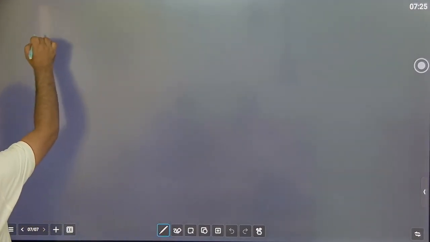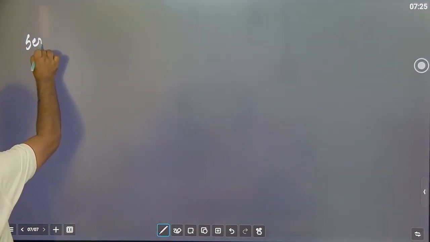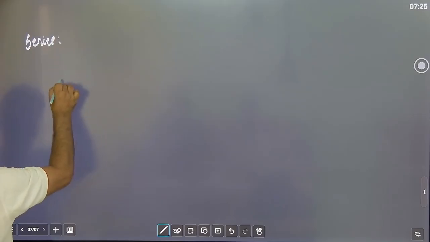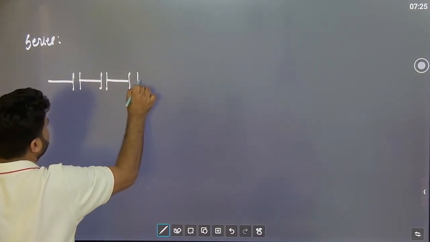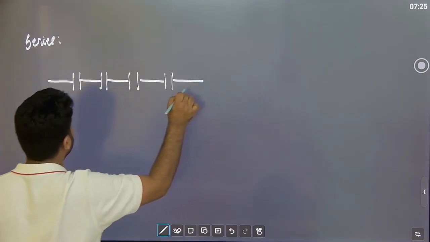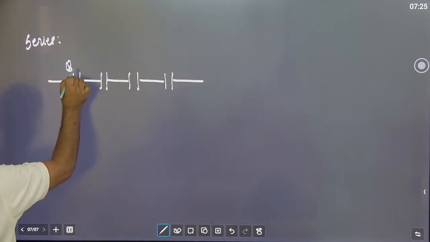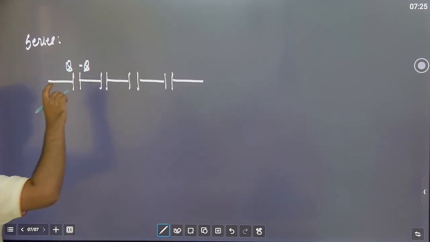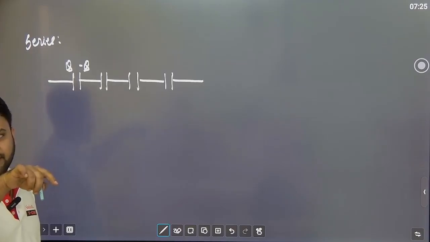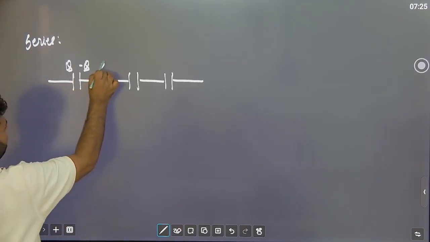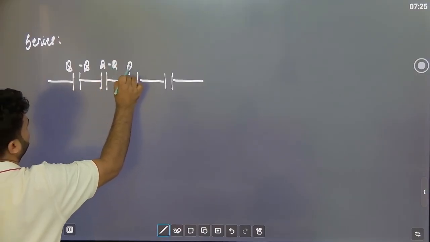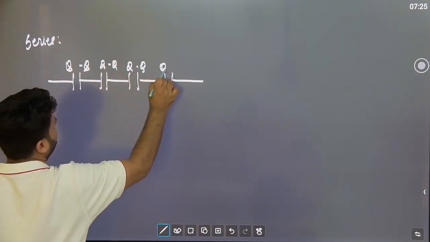Then we have series combination and parallel combination. Series combination, like capacitors will be in series, like this. What is the meaning of series? Series means like here in resistors, current is same. Here charge will be same in all the capacitors. Like here Q, here also Q, minus Q, here also Q, minus Q, here also charge will be Q, minus Q.